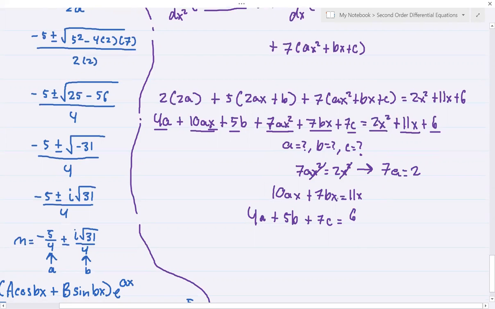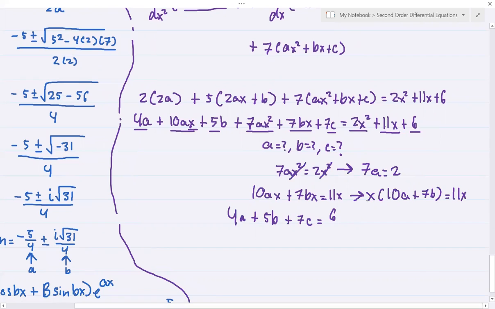is equal to 2. On this side, we can factor out x on this left side. So we will have x times quantity 10 times a plus 7b is equal to 11x. And since we have x on both sides, we can cancel them out. Okay, so we will have 10a plus 7b is equal to 11. So therefore, this would be your equations.